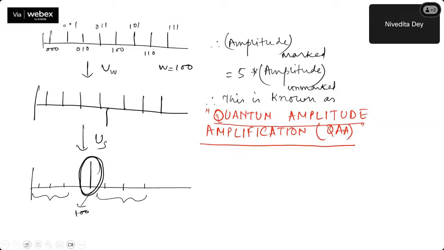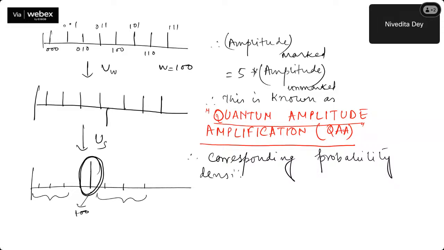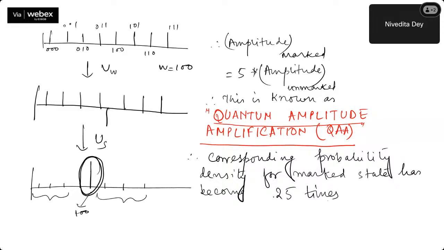Now if you notice, there is another point to note, that is the corresponding probability density for the marked state. It has become 25 times. Why? Because 5 is the amplitude, and probability is the square of the amplitude. So 5 squared, that is 25 times that of the unmarked state.